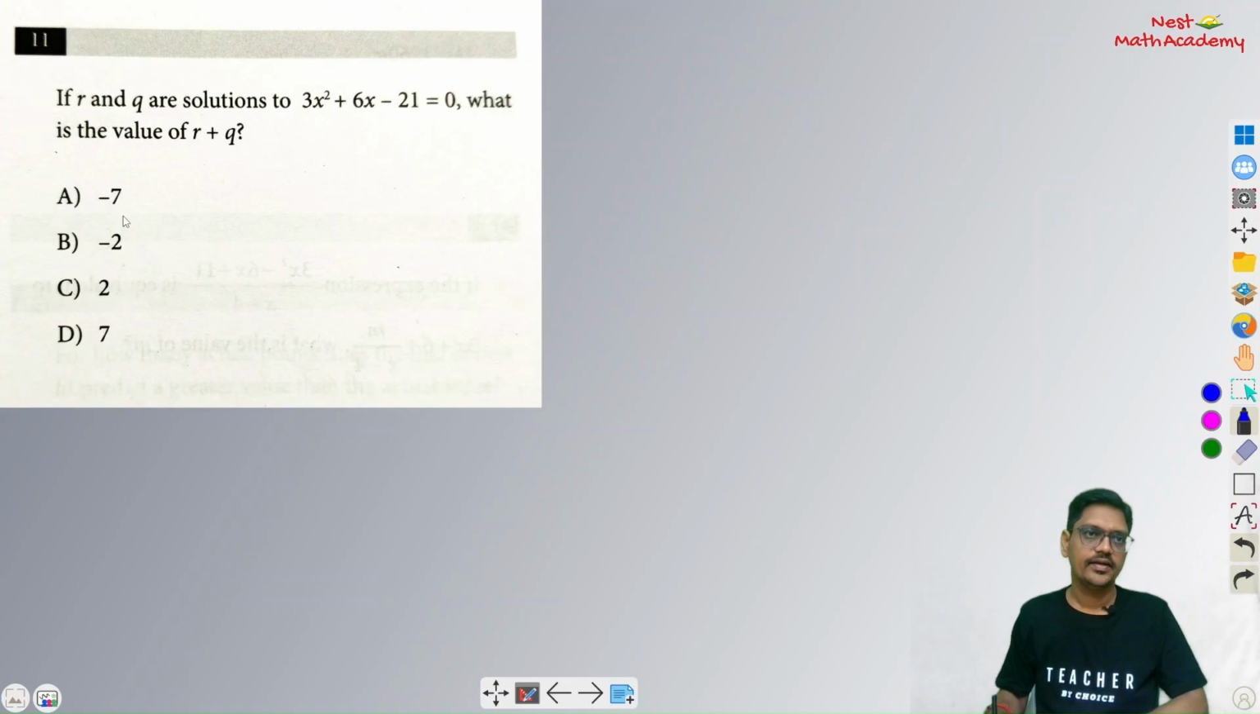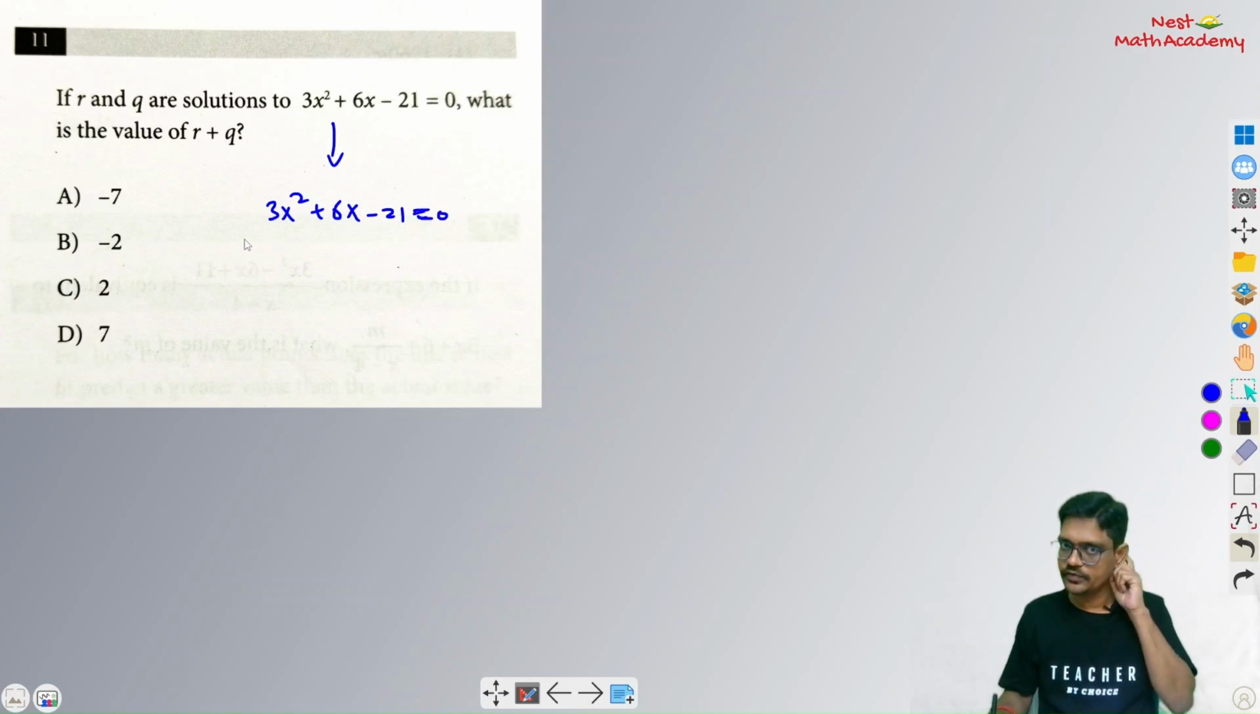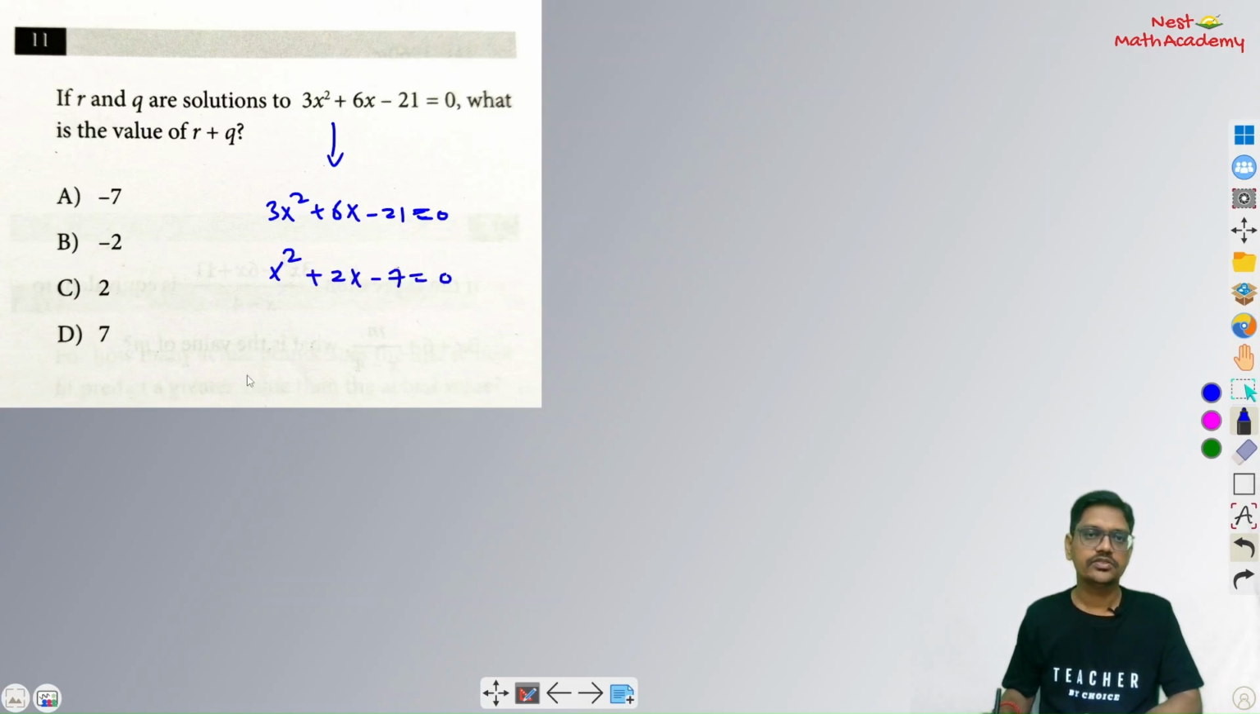Question number 11. If R and Q are solutions to 3x square plus 6x minus 21 is equal to 0, what is the value of R plus Q? There are a couple of ways to do it. One is literally solving the equation: 3x square plus 6x minus 21 is equal to 0. We can divide by 3: x square plus 2x minus 7. So I need to solve for x.